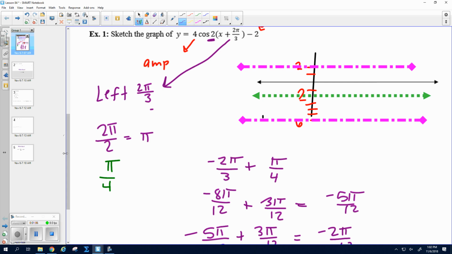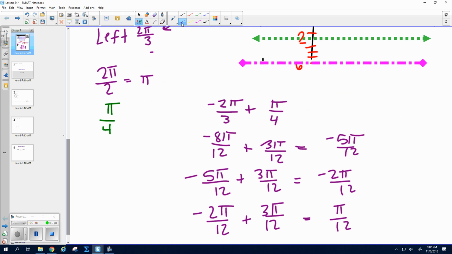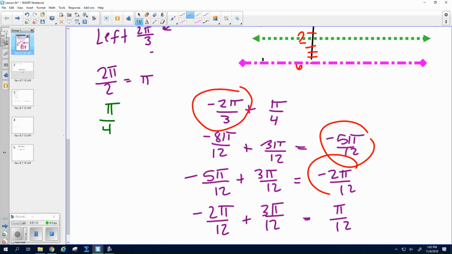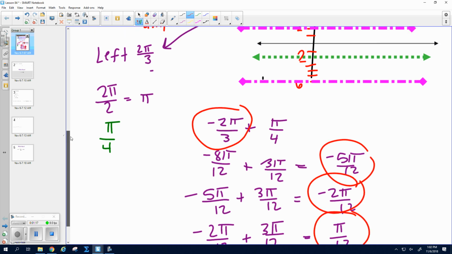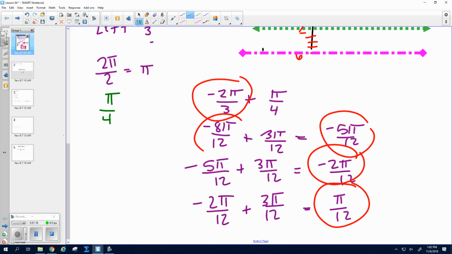So we're starting here, and then we've got all these points, right? We're going to have to do one more, but that's where we're starting. This is the same as this guy, negative 8 pi over 12, negative 5 pi over 12, negative 2 pi over 12, positive pi over 12. If you really wanted to scale it accurately, it would be nice to go by pi over 12s, all right? But I'm not going to exactly do that. I'm just going to estimate, okay?